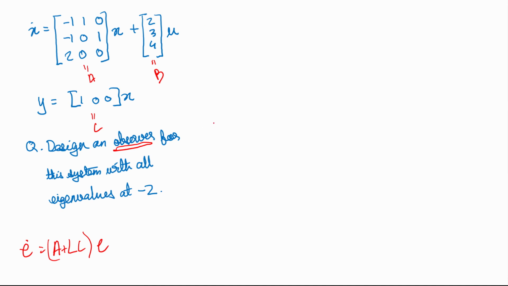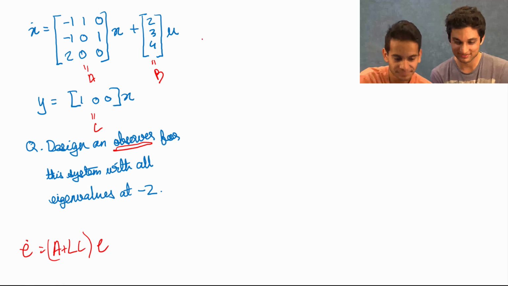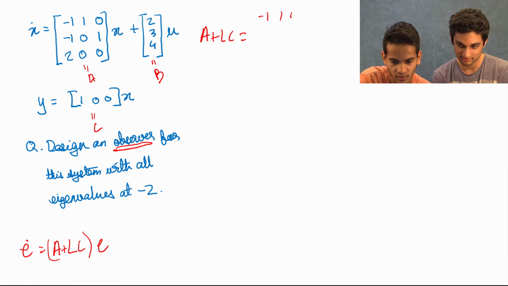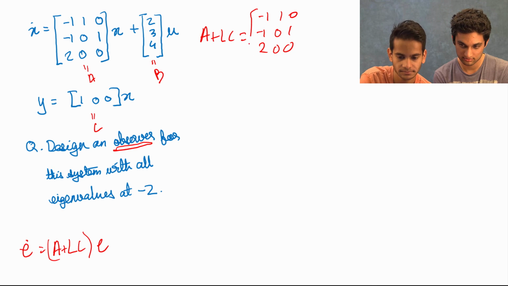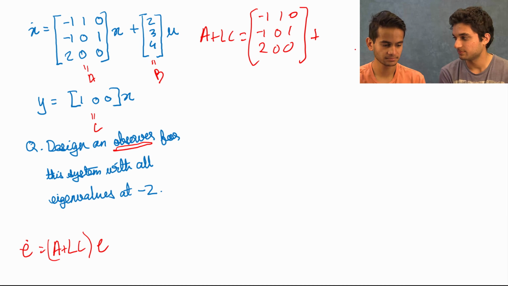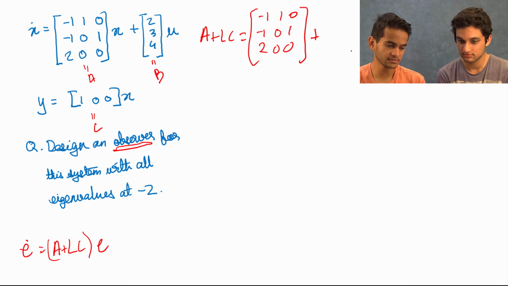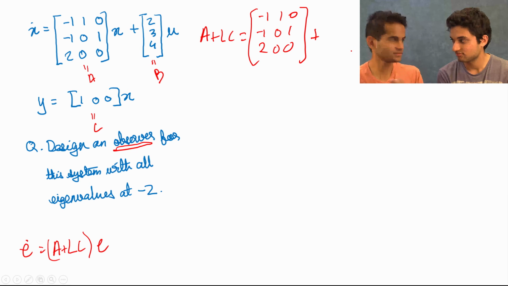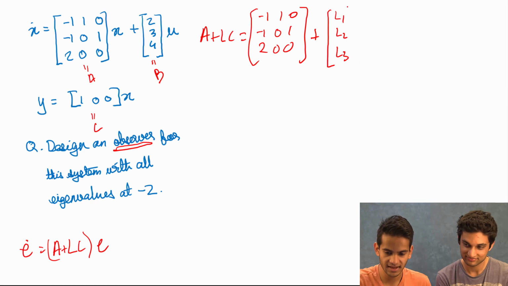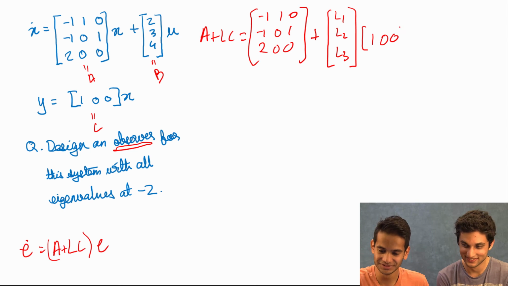All right, so we have A plus LC. A plus LC equals -1, 1, 0; -1, 0, 1; 2, 0, 0, plus L. What's the dimension of L? Oh, L is the transpose dimensions of C, right? So L is this: L1, L2, L3. And C is 1, 0, 0.